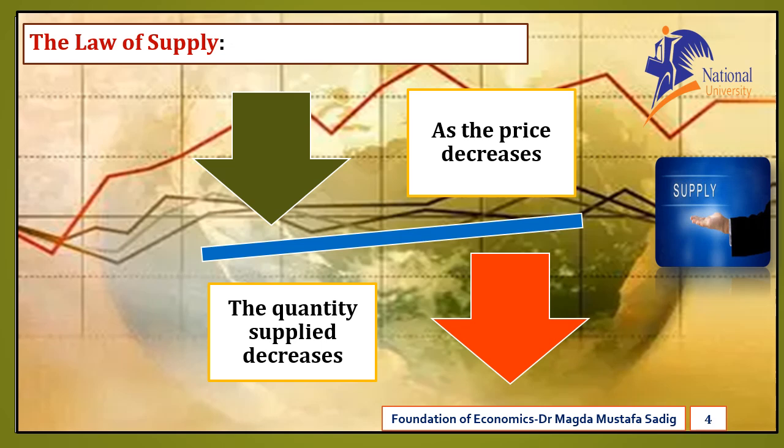If the price increases, quantity supplied increases; price decreases, quantity supplied decreases. Understanding this principle helps us analyze producer behavior and market dynamics, which is essential in policy planning, business strategy, and development economics.